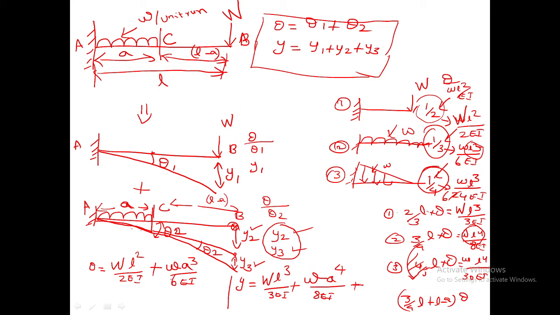Plus at the end, the slope: L minus A multiplied by the slope at the B point, the end point. So the deflection at the end point is W A power 4 divided by 8 EI, plus W A cube divided by 6 EI into L minus A, where the second term is the slope value.